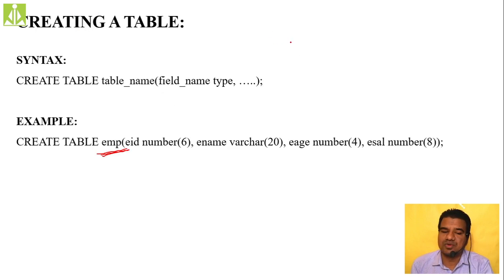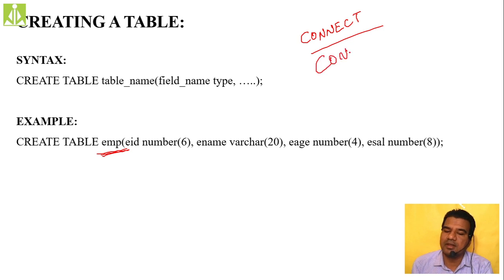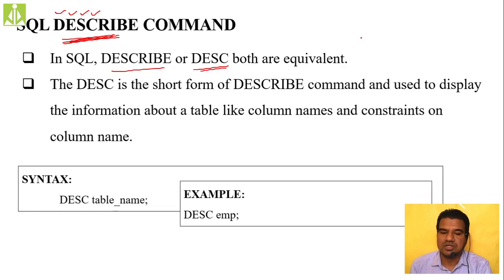Likewise for connection also, whenever you are connecting to a particular user, we type CONNECT, isn't it? Instead of typing the whole command, you can type CONN. That's it. This will give the same meaning. Both are the same, connect as well as CONN. Here also, typing the complete command describe, or typing the first four letters DESC, is the same. Both are equivalent. DESC is the short form of the describe command and is used to display the information about the table.